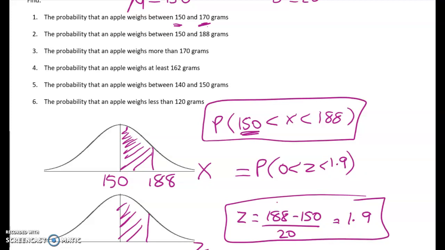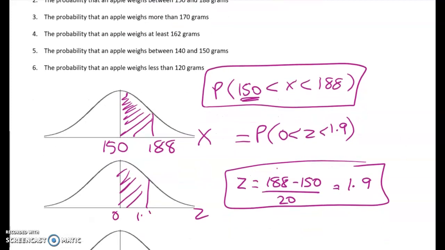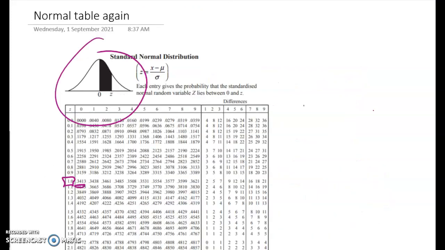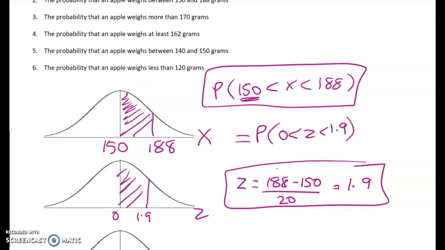So now looking on my table, what I want is the area between 0 and 1.9. So again, it's a nice easy one because it fits the table pattern. So we go down the table to 1.90, and my answer is 0.4713.